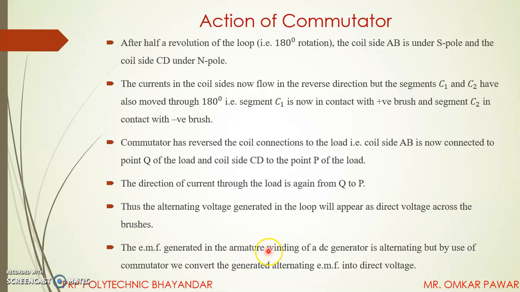The EMF generated in the armature winding of a DC generator is alternating, but by use of a commutator, we can convert the alternating EMF to direct.